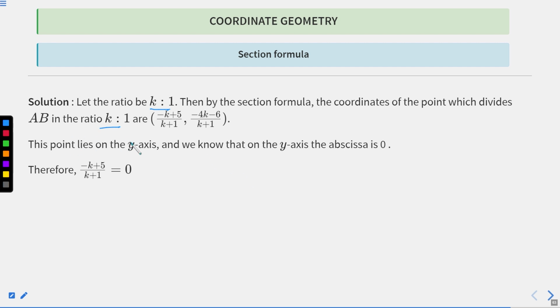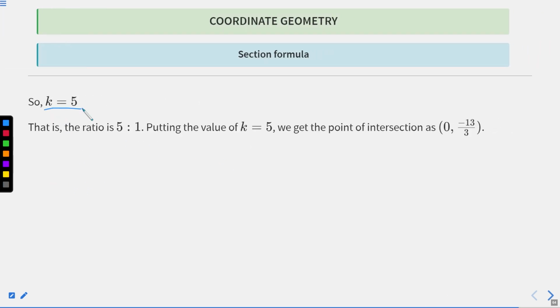Okay, and this point lies on the y-axis. So we know that for the y-axis, the abscissa is 0. So here minus k plus 5 by k plus 1 is equal to 0. Okay, so here we get the value of k is equal to 5. So that is, the ratio is 5 is to 1, and putting the value of k is equal to 5, we get the point of intersection as 0, minus 13 by 3.